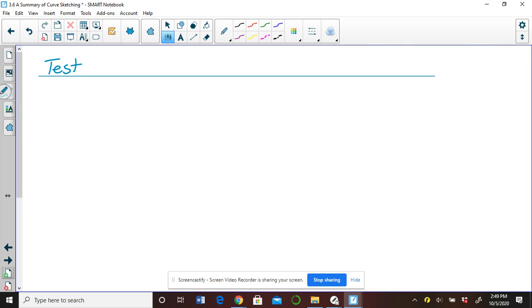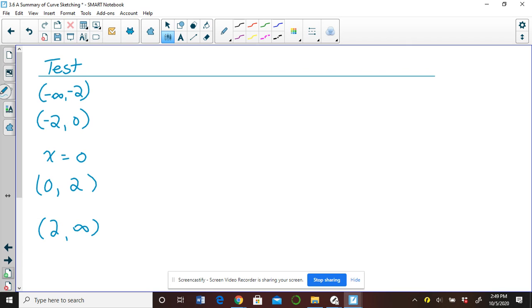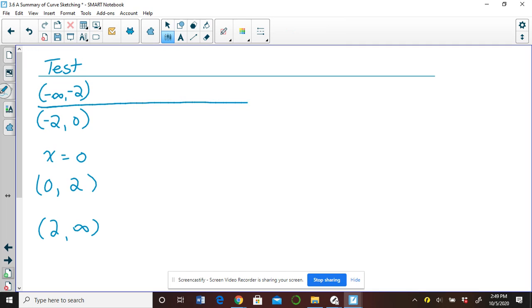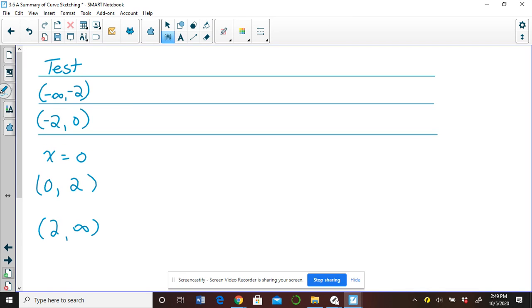From our test pieces, we're going to have the interval negative infinity to negative 2. And then we'll go from negative 2 to 0. But then we need to stop and test x equals 0 because it's not a restriction like negative 2 was. And then we'll go from 0 to 2, and then 2 to infinity. And again, we're not stopping at 2 and negative 2 because they're restrictions on the function, so we can't actually test any pieces along it.